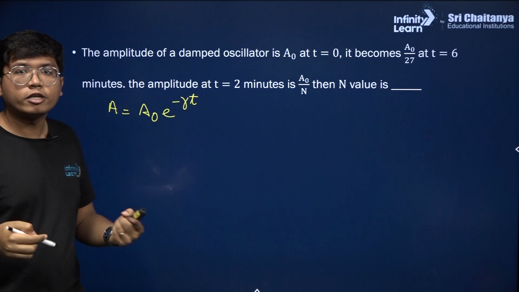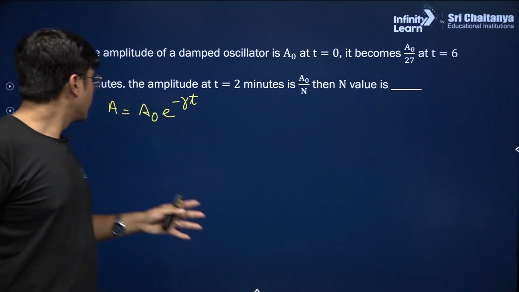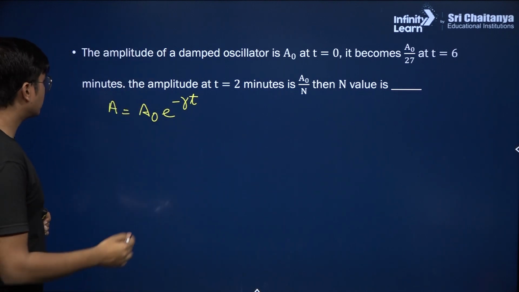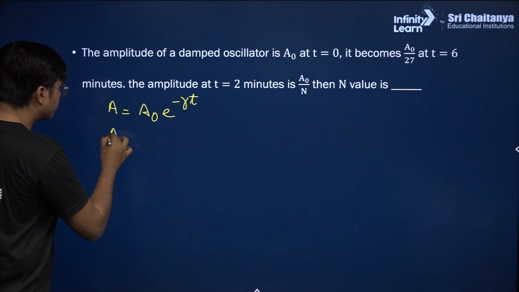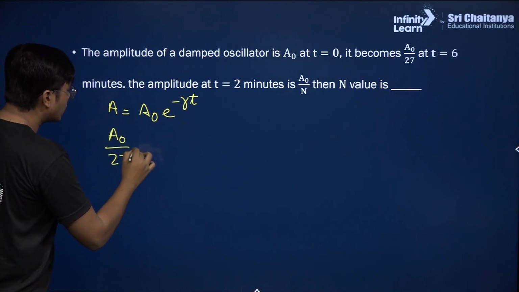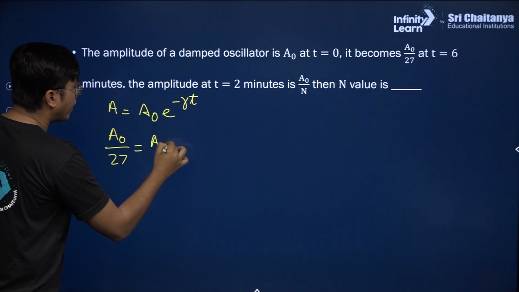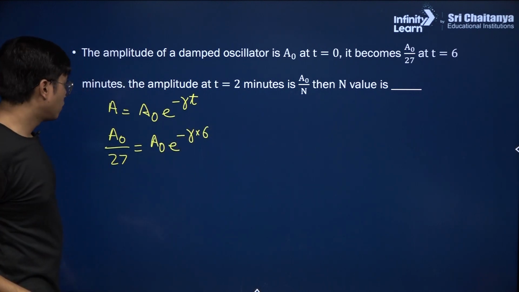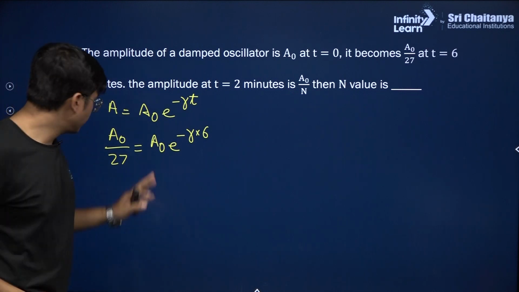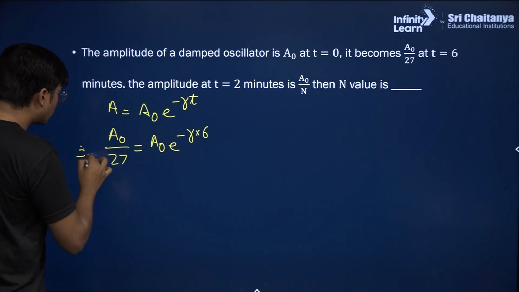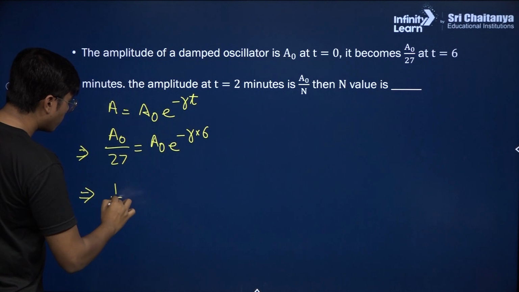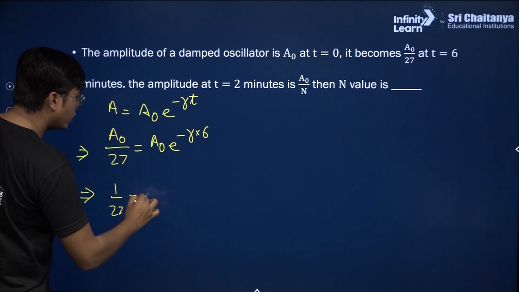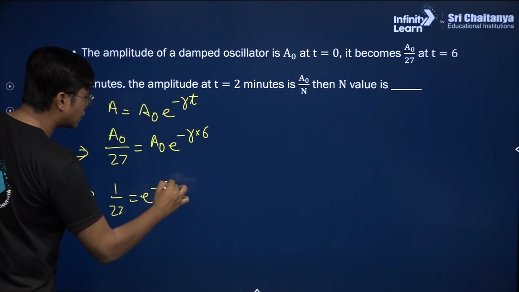This is how the amplitude changes in a damped oscillation. Now over here in the first case we have A0 by 27 is equal to A0 into e to the power minus gamma into 6, right? This is our first case, which you can cancel out the A0s to get 1 by 27 is equal to e to the power minus 6 gamma.